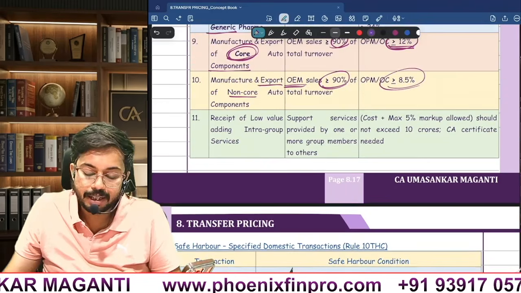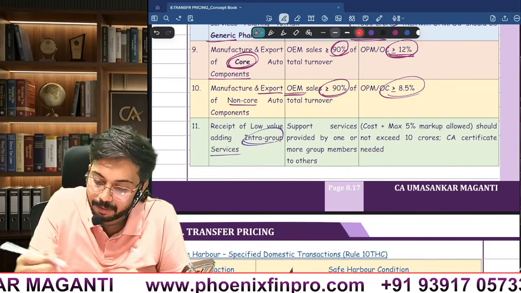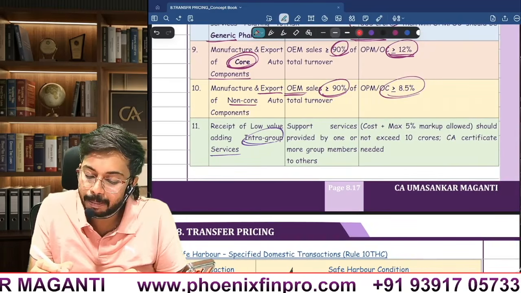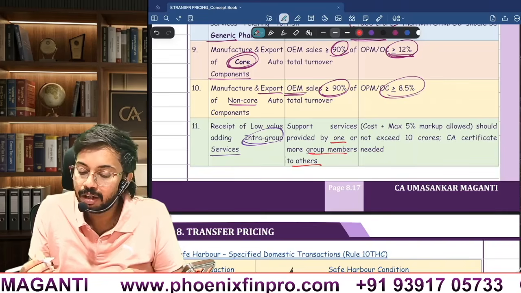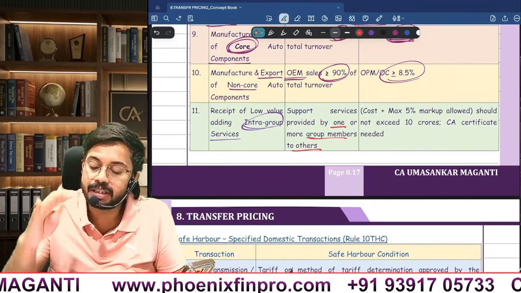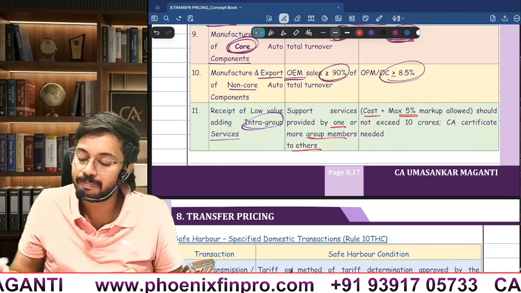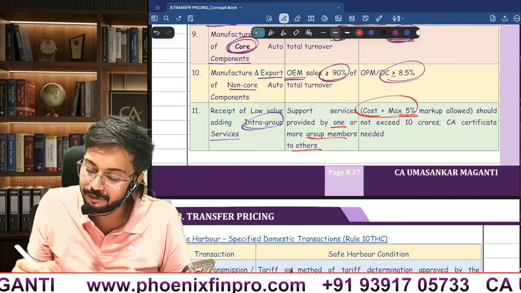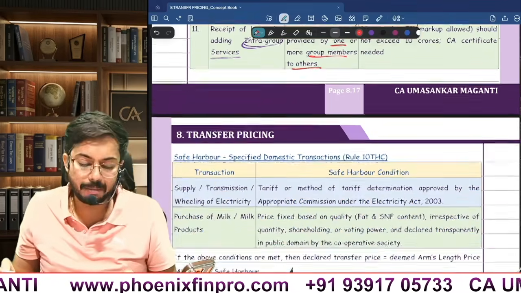Next, receipt of low value adding intra-group services. If support services are provided by one or more group members to others, then minimum how much margin is required to be maintained? Cost plus maximum margin allowed is 5% and together value should be less than or equal to 10 crores. What do you mean by this?